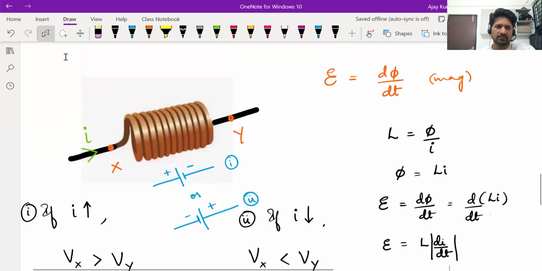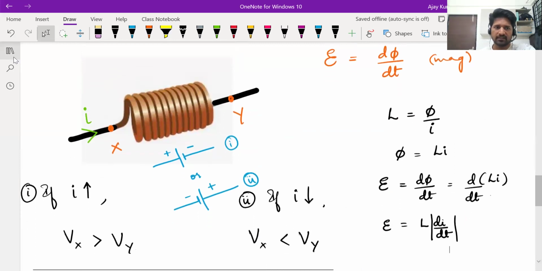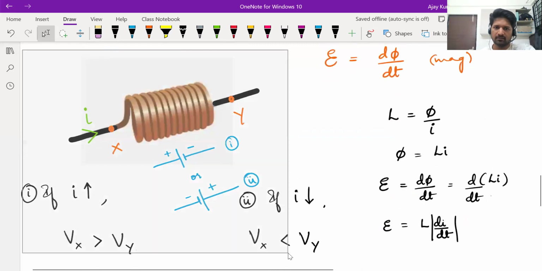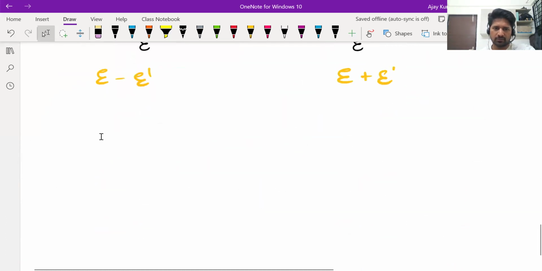So there are two cases here. Depending on what is happening to the current and depending on the direction in which the current is flowing, one end will be at higher potential, the other end will be at lower potential. Let us work on this.